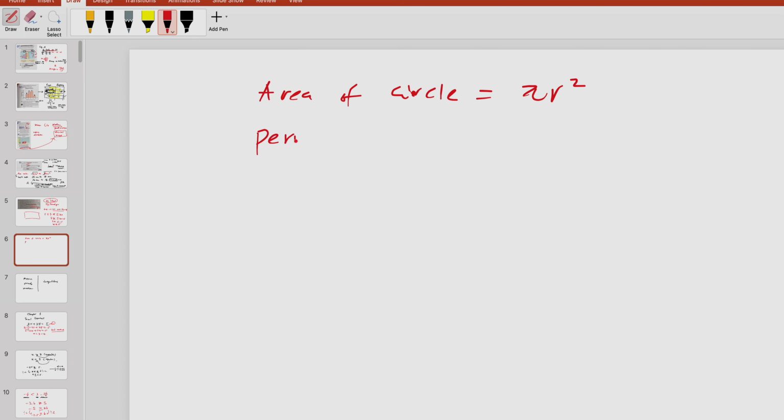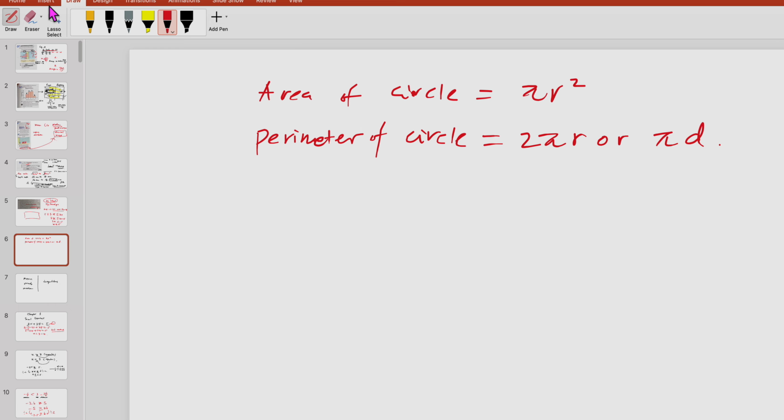Perimeter of circle. Like the outside, circumference. Oh, okay. Pi times diameter. So I need to make sure that 2 pi r or pi d. Yeah. I want to make sure you understand the fundamental concept first.